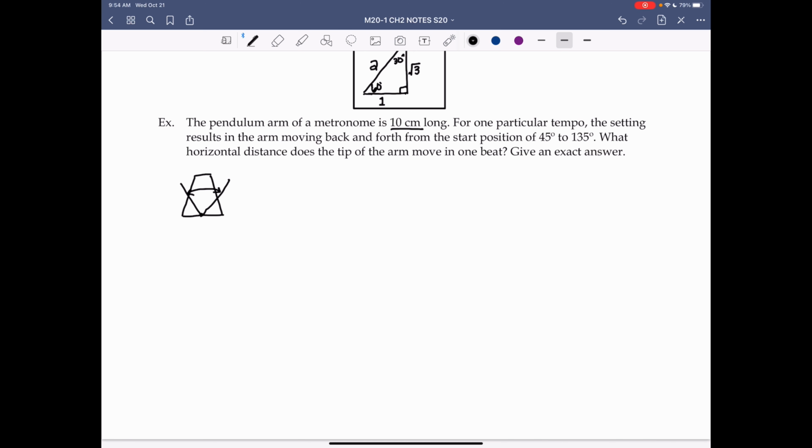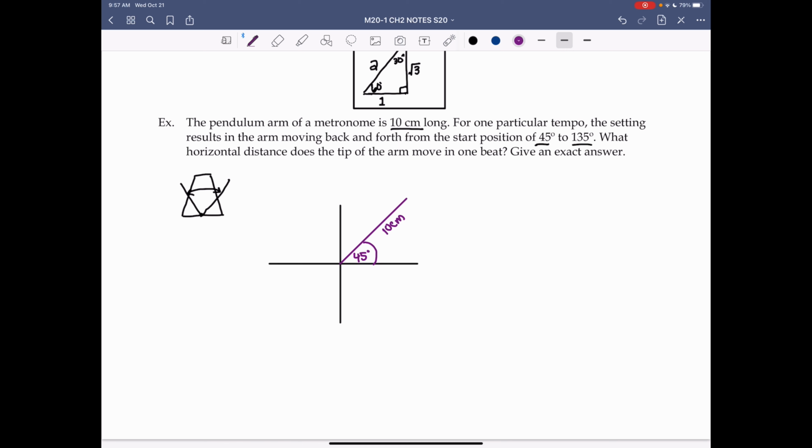For one particular tempo, the setting results in the arm moving back and forth from 45 degrees to 135 degrees. Let's draw that. An angle measure of 45 degrees is halfway between the two axes in quadrant 1. So something like this. And our arm length is 10 centimeters. Our angle is 45 degrees.